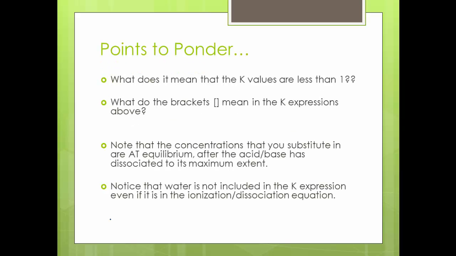So, points to ponder in relation to these K values. What does it mean that the K value is less than 1? It means that the fraction is less than 1. We have products over reactants. In order for this value to be less than 1, we have a lot of reactant and a very little product. Maybe for every 1 product we have 100 reactants left over. So that's what it means that it's less than 1. We get very little product.